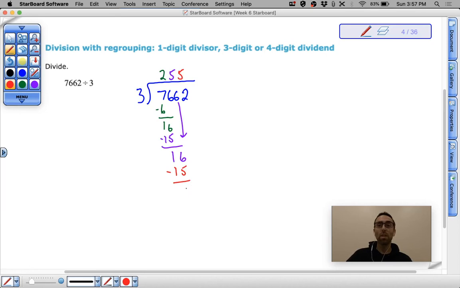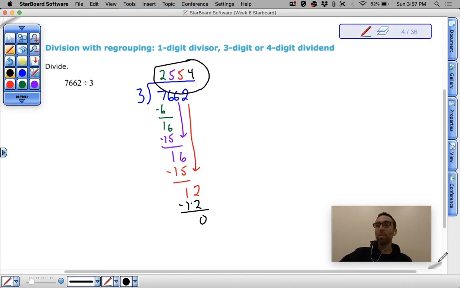6 minus 5 is 1, and then I can bring down this 2 from before. And now how many times can 3 go into 12? That's nice. It goes in exactly 4 times. And 3 times 4 is 12. Double check that. I get 0, so my answer is going to be 2,554.